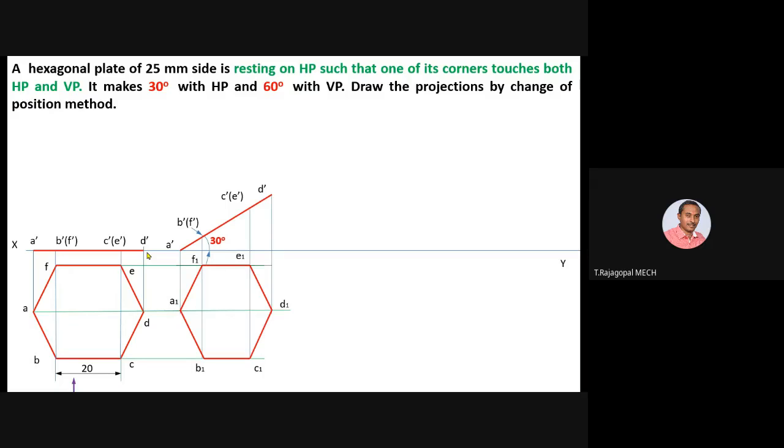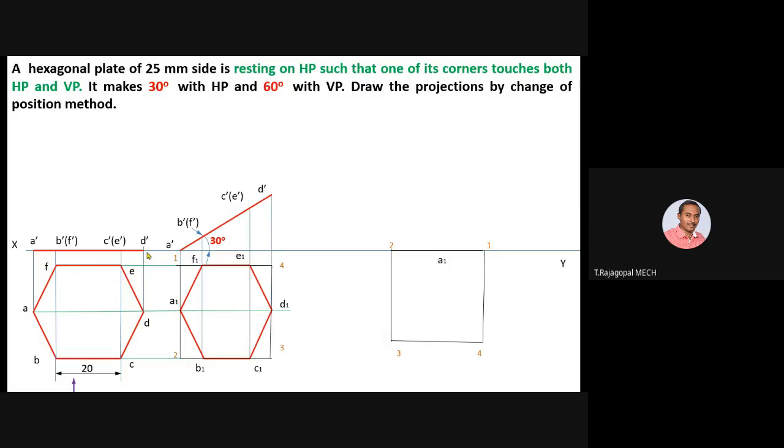So you can see, draw the rectangle. Okay, draw the rectangle for our convenience. It should be in thin line. After that, you can name it as 1, 2, 3, 4. Now I have to draw exactly on XY, because the data is both the corners touch both HP and VP. Okay, so in the simple question itself, we drew with the help of one corner of the hexagon touching on HP. Okay, the same corner should touch the VP plane.